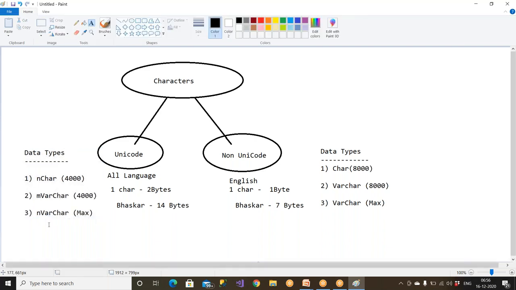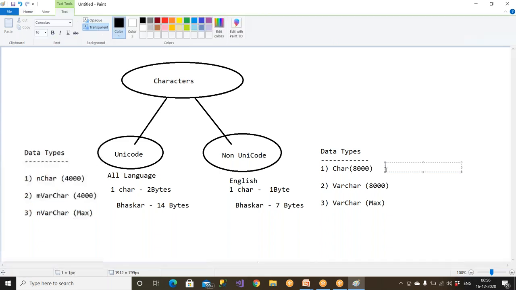If you want to store purely English data, you can go in for char. If you want to store English, Hindi, Marathi, Spanish, Chinese, any language data, in that case go in for nchar. Clear? So when should I use char or nchar?